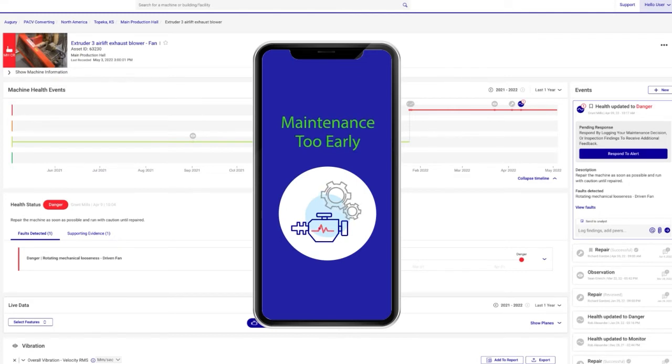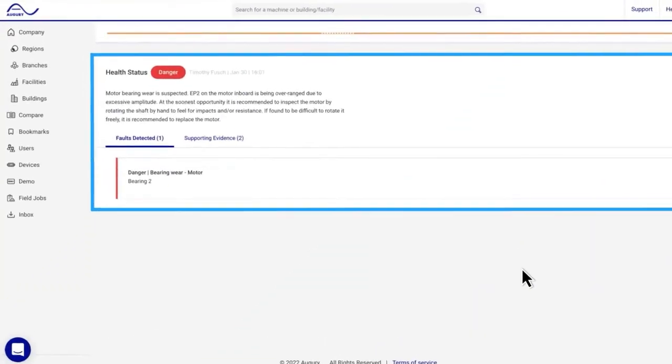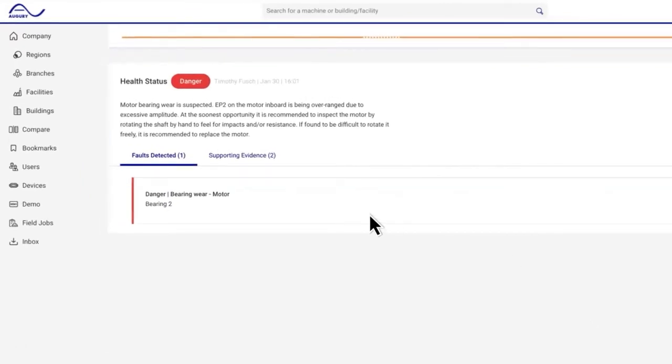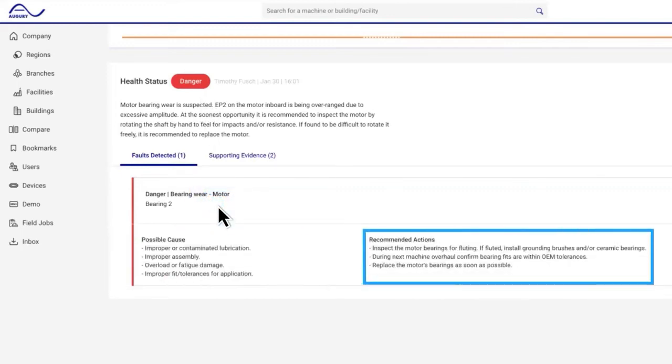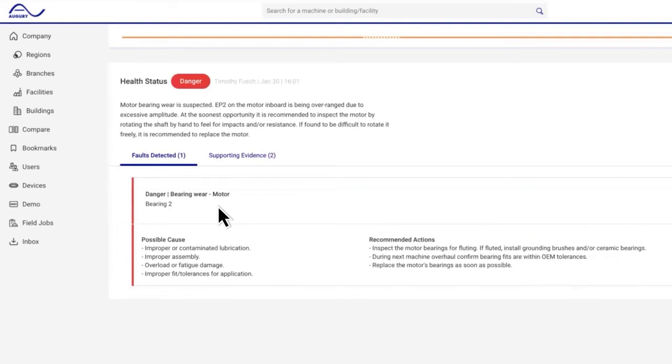maintenance too early when it's not needed or too late when repairs are the most expensive and worker safety is at risk. Use diagnostics that identify issues early, explain where they have occurred and their severity. Drill down to see possible causes as well as recommended actions for repairs that have been validated by reliability experts.